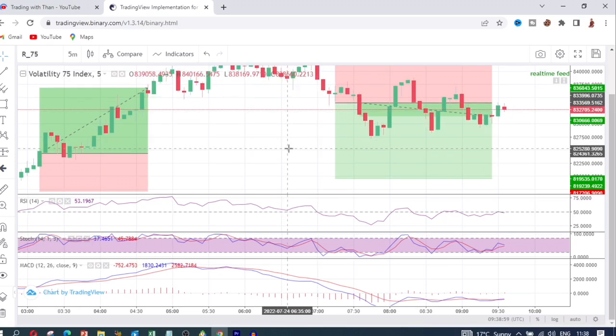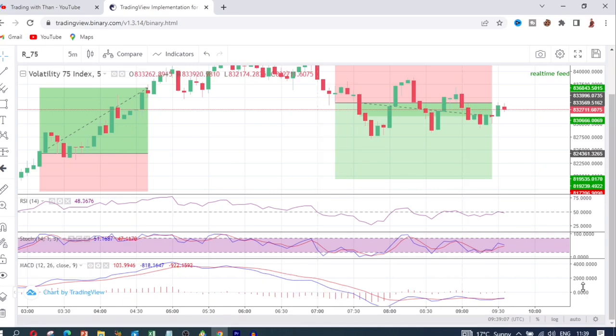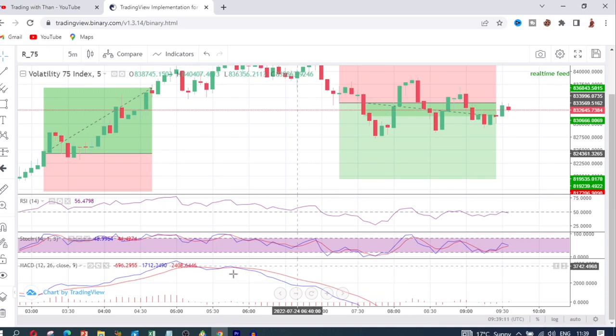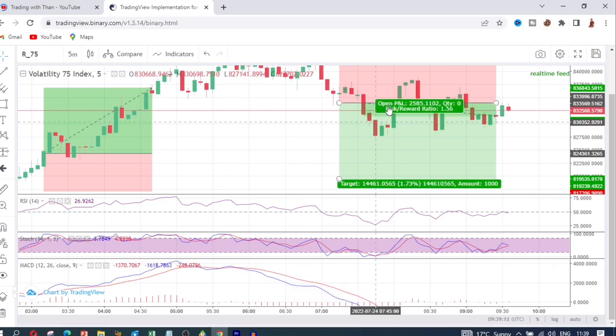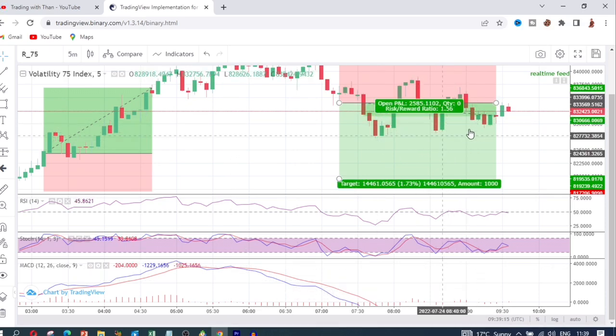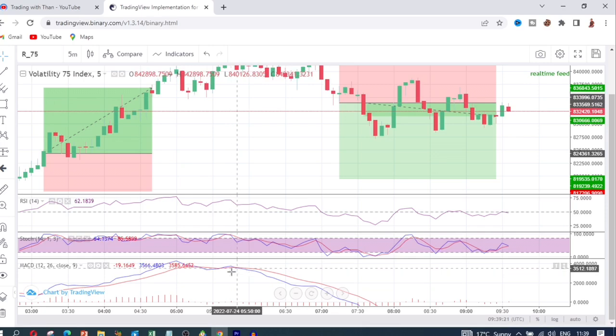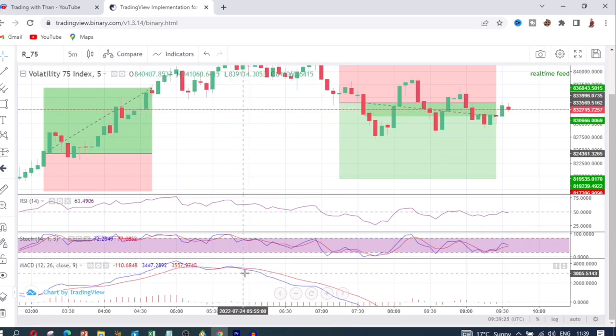So let me show you how this strategy works, right? So first of all, you want to see your MACD. So the first thing that you need to do for you to place a sell order, I will start with this sell order here that I placed, which hasn't won yet. So to place a sell order, the first thing that you want to see is you want to see the MACD crossing over, right?